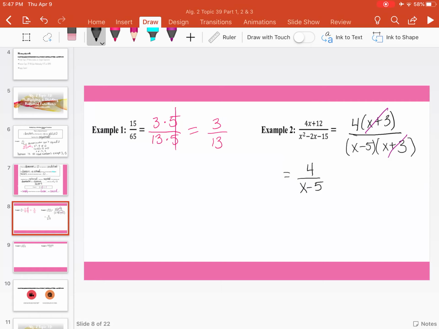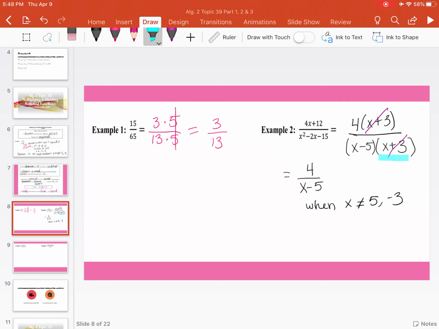But here we do have to mention those restrictions on the domain. So x could be all real numbers except when x equals positive 5 or negative 3. So we do have to take into account this value even though it already canceled out or it already reduced. Because what if we had a negative 3 here?